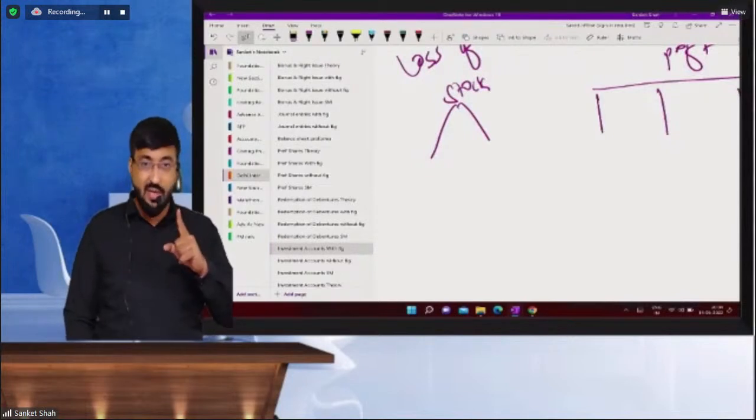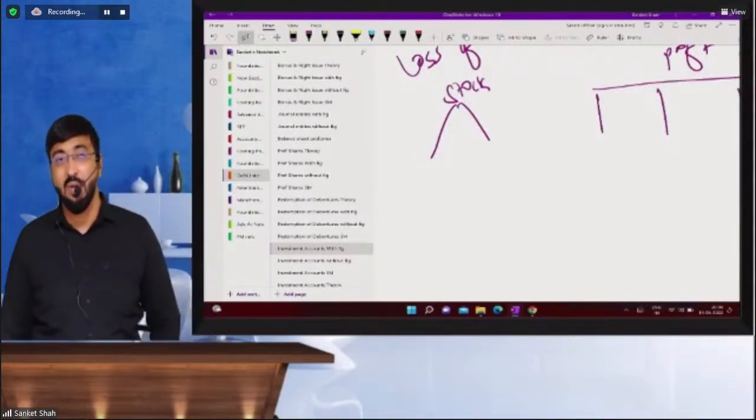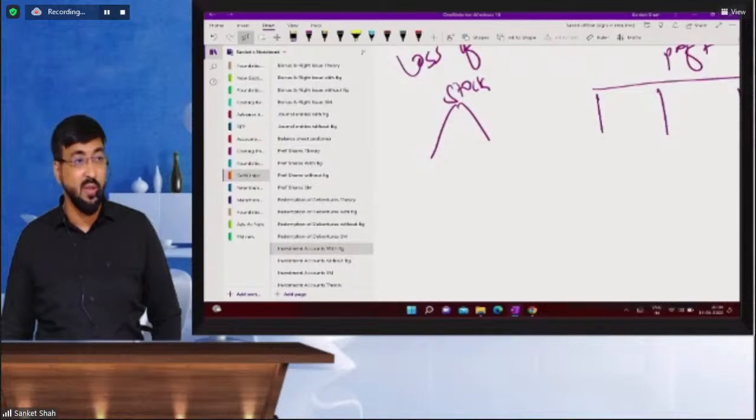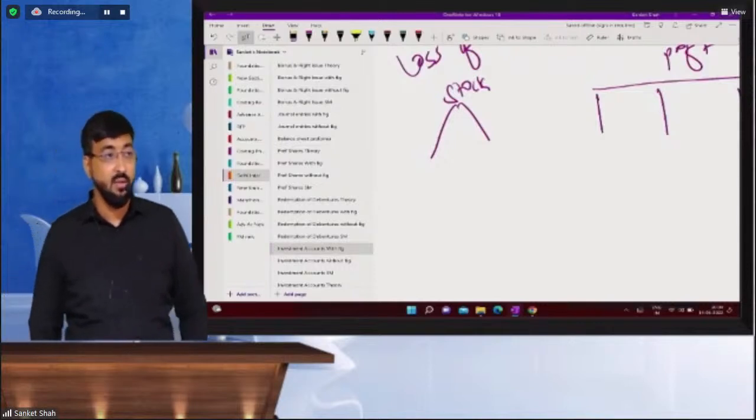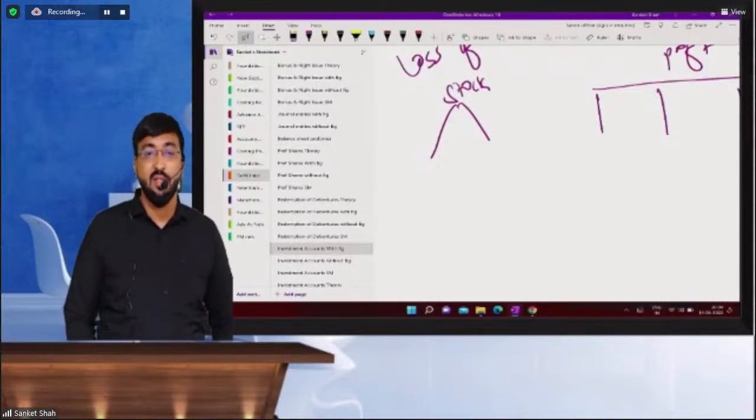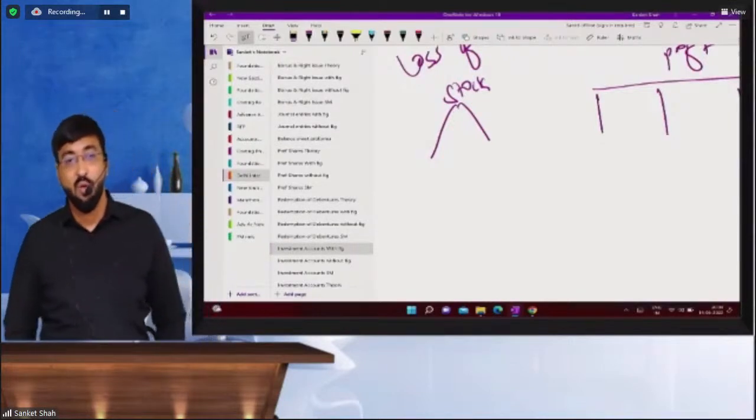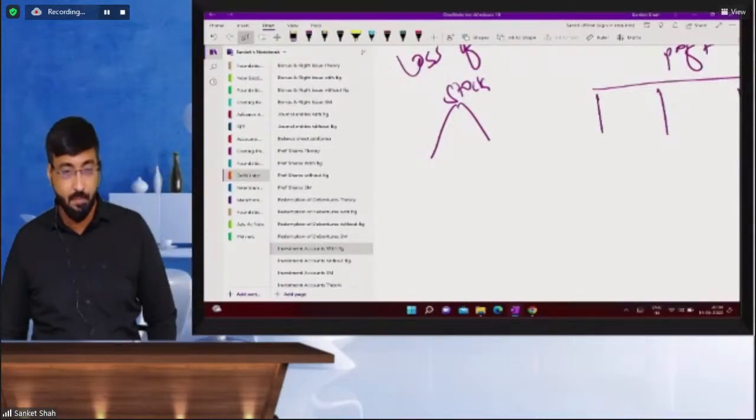That one illustration number, I think 6, Rian Limited. If you solve that illustration 2 to 3 times, your basic concepts will get covered.